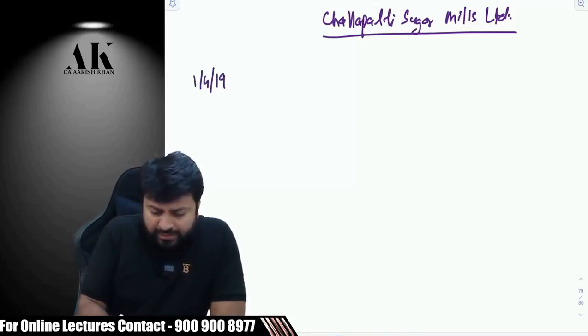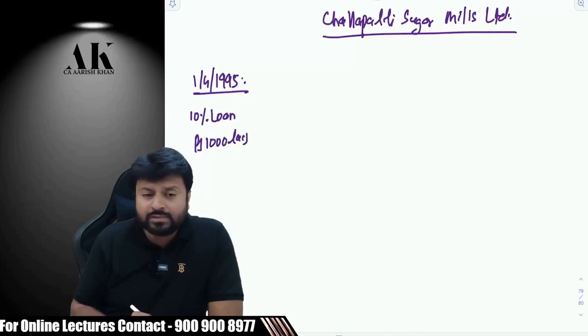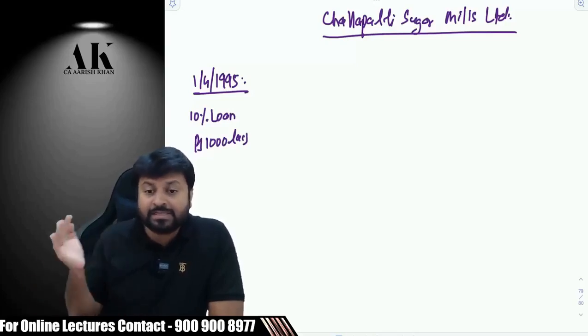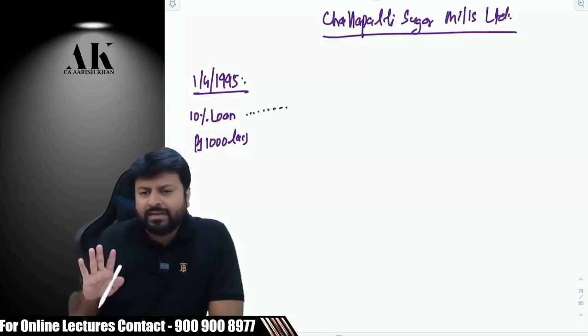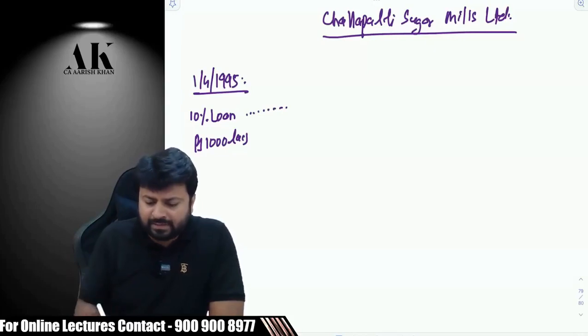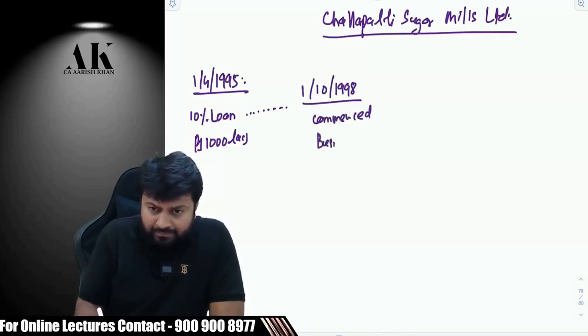Suppose 1/4/1995 is going on, and the assessee took a loan at 10%, a loan of rupees 1000 crore, or 1000 lakh. Why was this loan taken? This loan was taken for the purpose of starting a business, for the purpose of commencing a business. So with the help of the loan, the assessee made the factory and put the entire setup of the business in place. And then on 1st of October 1998, the assessee commenced the business.